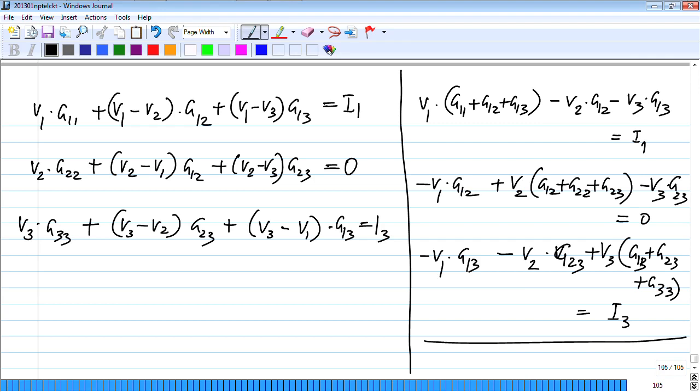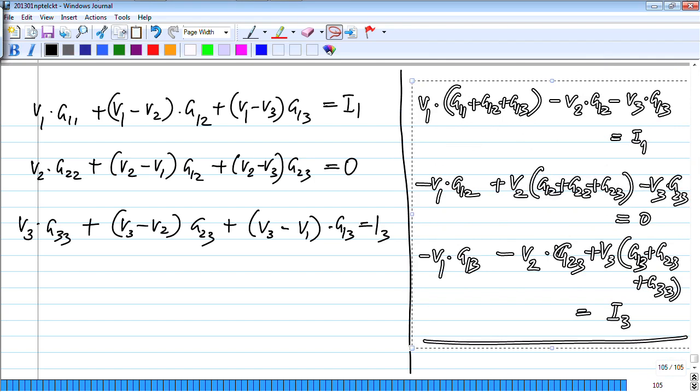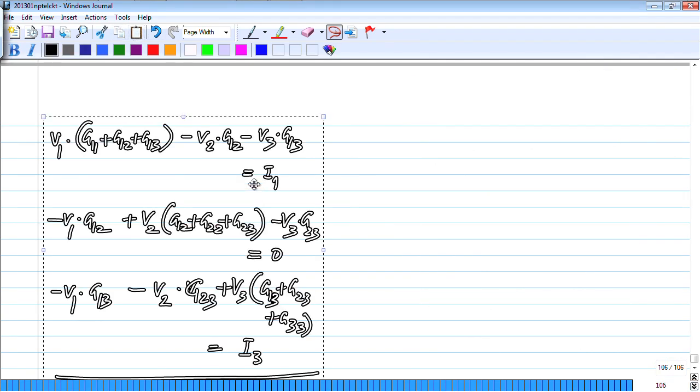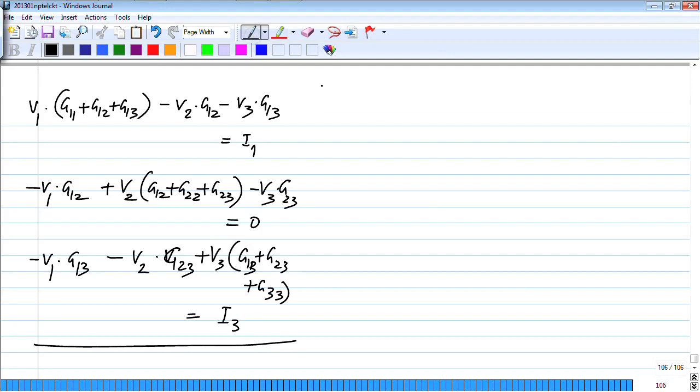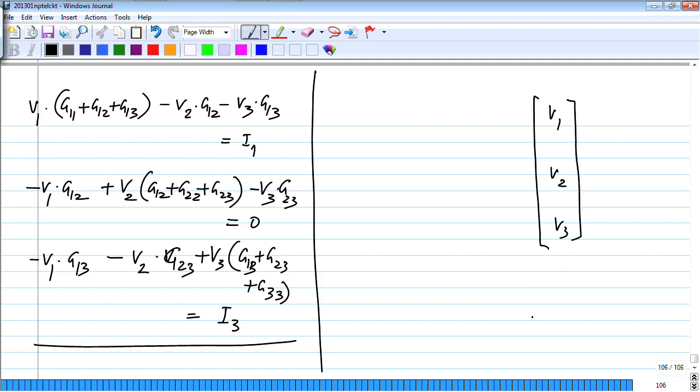Now, a very common way of writing out these equations, okay, is in the form of a matrix. And this is because it just looks neat. That's the main reason, right? And then on the computer, we have methods of solving the matrix, solving the inverse of the matrix, and that's why we write it like that. So now the variables V1, V2, V3, I'll put it into a vector, okay?